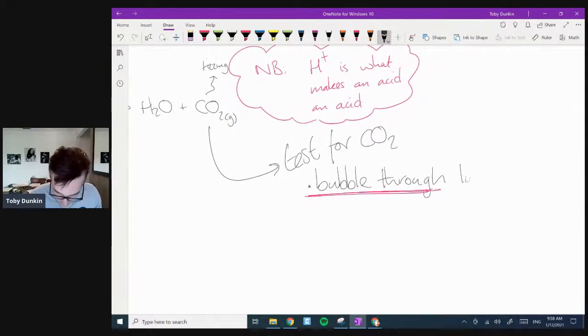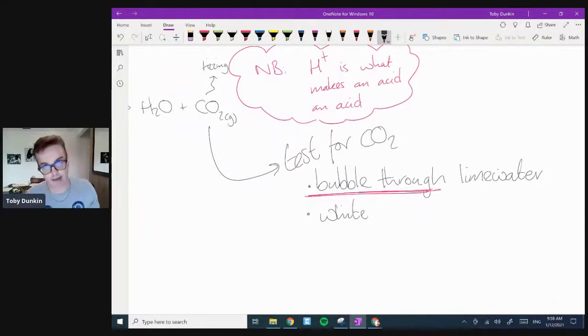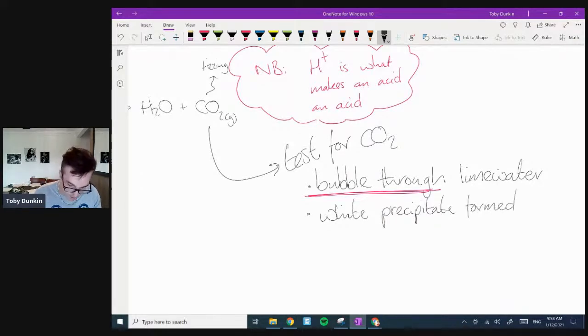Bubble through lime water. 1 mark. You can't just say lime water. And it will form a white precipitate. Or, as you're allowed to say at GCSE, if it goes cloudy or milky. Oh, just white precipitate formed. And I'll give you the equation.